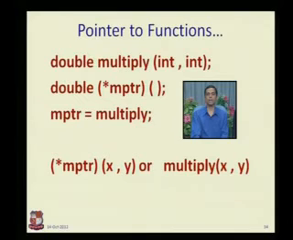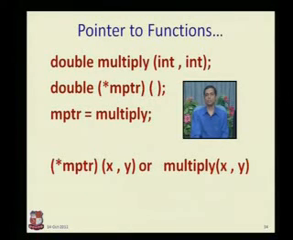Okay, this is same as we have assigned variable addresses to the pointers. Now I am assigning function addresses to the pointers. So now this pointer will point to this function. So when I write in the last line star mptr in the brackets and pass the values x y, it could be 10 or 20, it is same as multiply x y as in the first function.